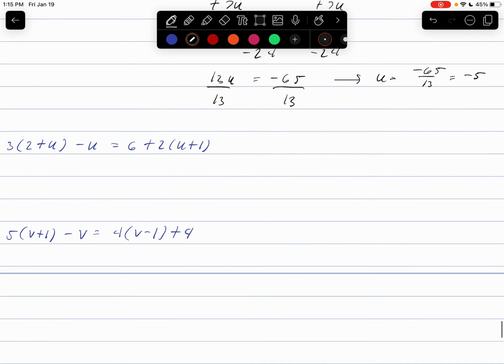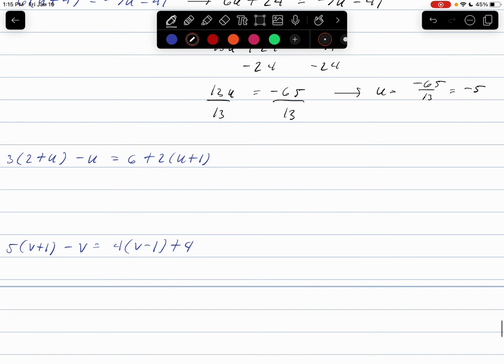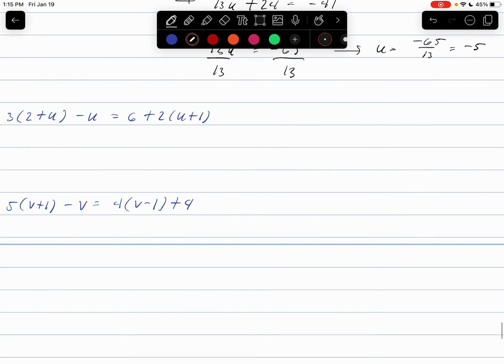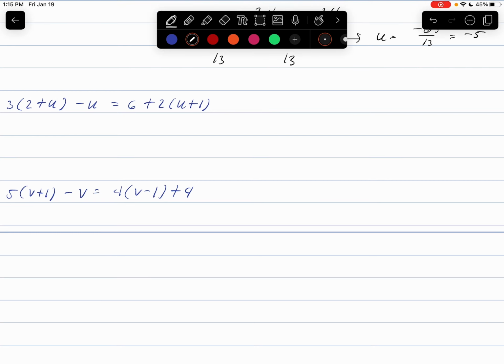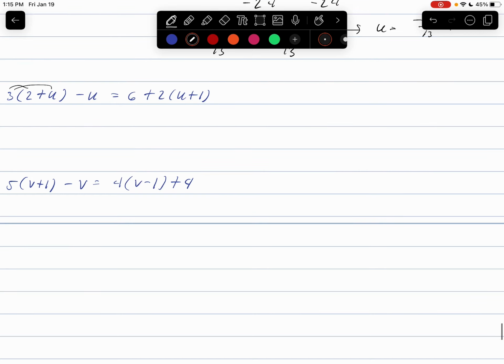Okay, so next let's take a look at this one. These next two are going to be a little bit interesting. Here we have 3 times 2 plus u minus u equals 6 plus 2 times u plus 1. So let's start by doing some distributions. Here we can do the 3 to the 2 and to the u. That's going to give us 6 plus 3u minus u. And then here we can distribute the 2 to the u and to the 1. So we'll have equals 6 plus 2u plus 2.